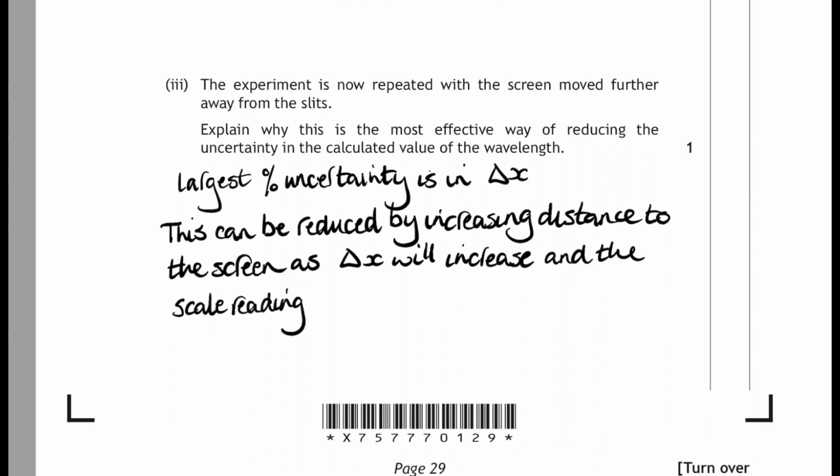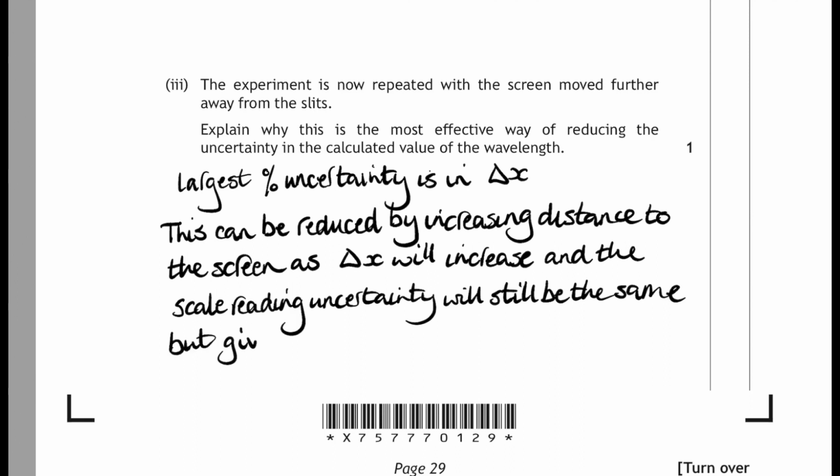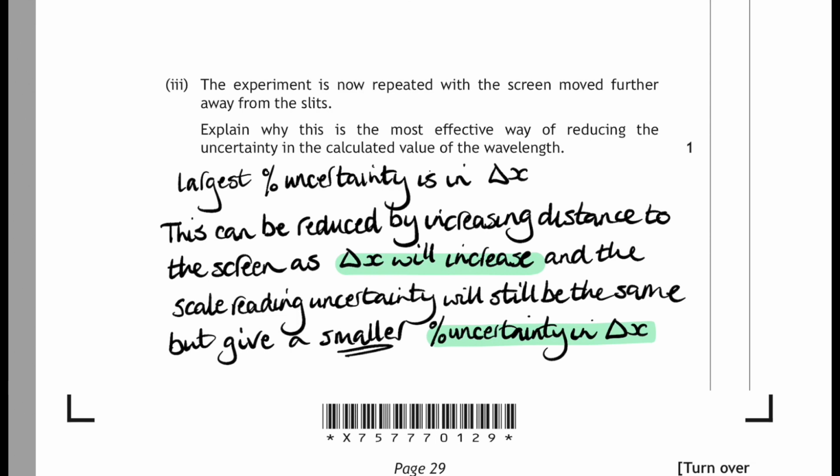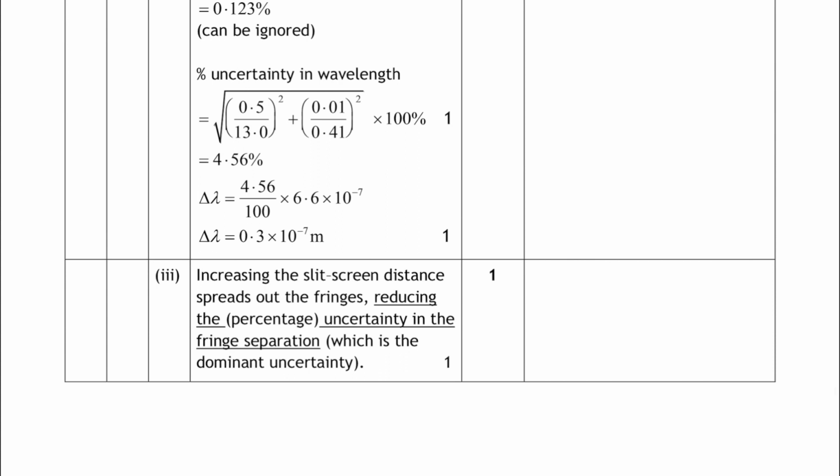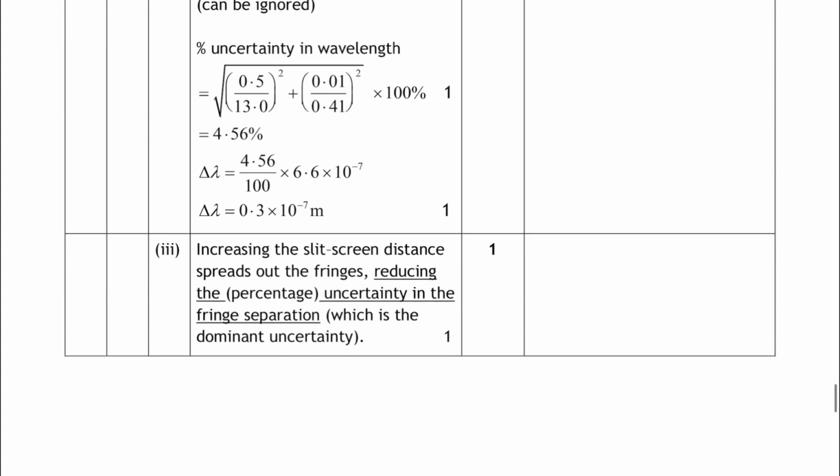And even though our scale reading uncertainty in measuring delta x will be the same, the impact of that scale reading uncertainty on the measured value will be much smaller, so it will give us a smaller percentage uncertainty in delta x. That's really tricky for 1 mark. There's the marking instructions. Increasing the slit screen distance spreads out the fringes, reducing the percentage uncertainty in the fringe separation, which was the dominant uncertainty. That's a much better answer. That was the 2017 question on interference by divisional wavefront, although most of the marks were for uncertainties. Let's have a look at another one then.